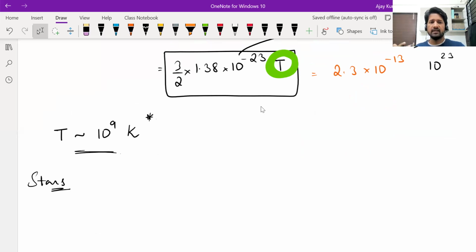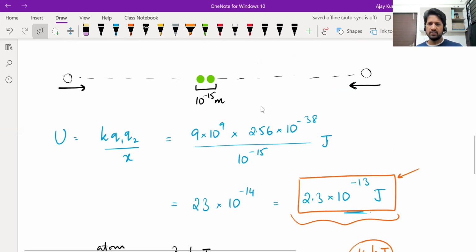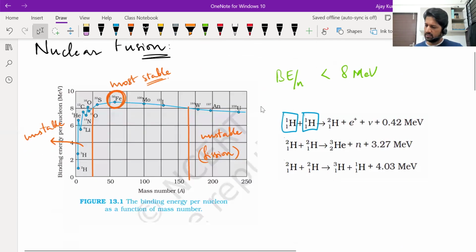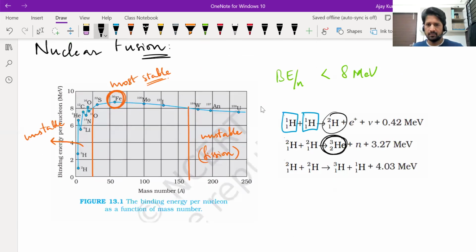Stars have sufficiently high temperature to make protons fuse. So protons, 1H1 and 1H1, when they fuse, can form 1H2 and later they can form helium. Basically, in the sun, this is what happens: hydrogen or protons fusing to form helium. Now, what if all protons in the sun fuse to become helium?